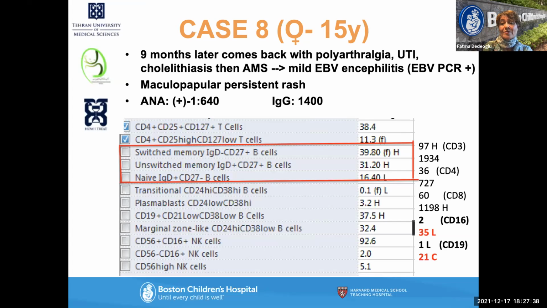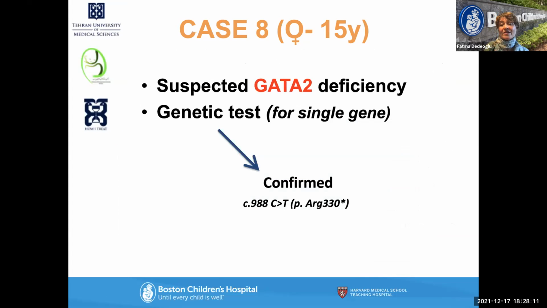I started thinking about GATA2 deficiency because we had another patient, a young girl, who presented with an HLH type of picture or macrophage activation syndrome. Looking at how GATA2 presents, I realized that she might have that because of low B cells and NK cells, a very high switch memory cell count, and low monocytes. So I decided to send the GATA2 gene, and I actually did a single gene because I was pretty sure she had that, and then she did have it.